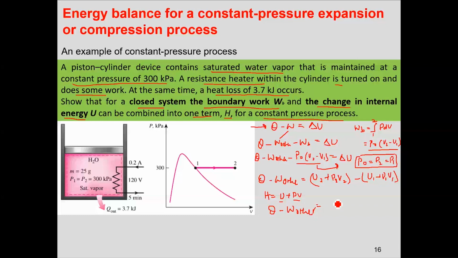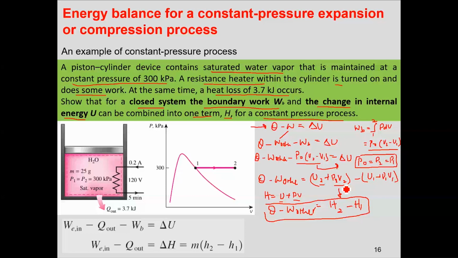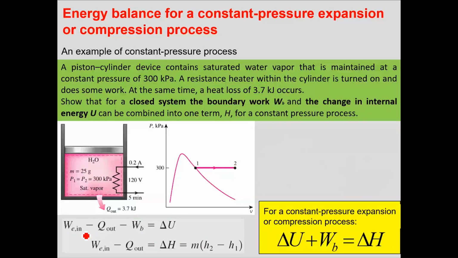Over here in this expression, you have electrical work coming in, Q out going out of the system, and there is boundary work. Once I move boundary work onto the right hand side, I can say the electrical work in minus Q out is essentially equal to the change in enthalpy of the system, or mass multiplied by the difference in specific enthalpies. Is it clear so far? Yes, sir. All right.